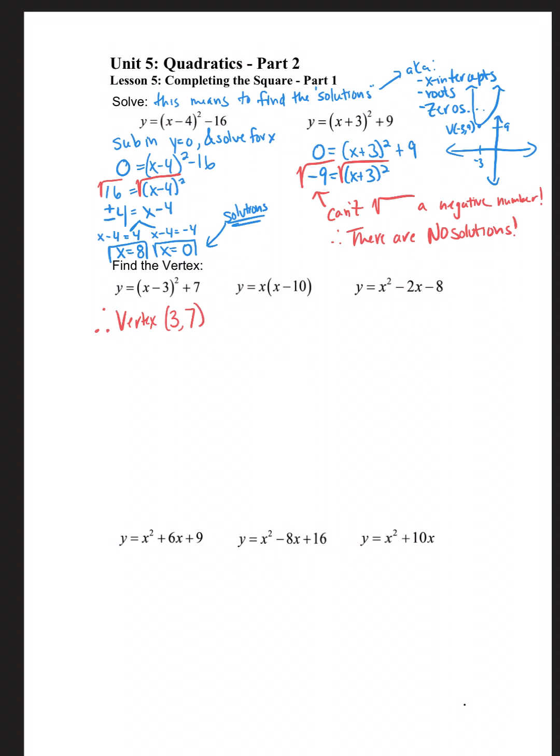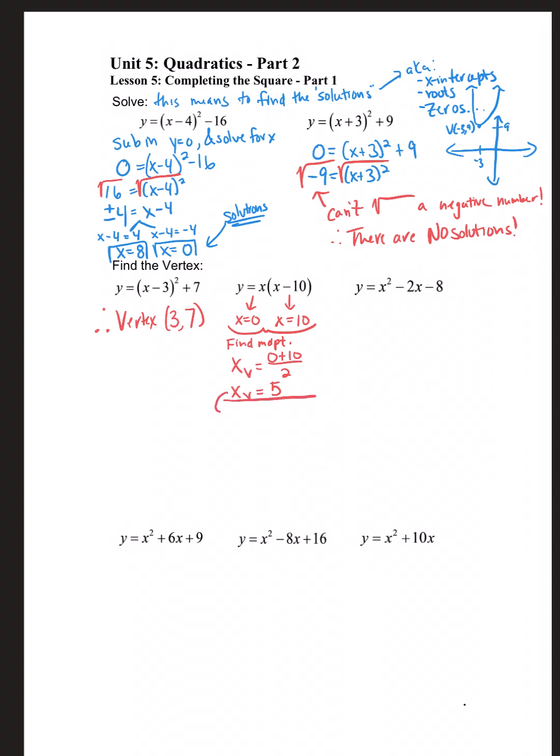Well, the next example here, we're in factored form. So we're first going to have to find our zeros. We're going to have a 0 at x equals 0 and a 0 at x equals 10. So we're going to use those zeros to find the midpoint. So that'll be the x value of our vertex. It will be 0 plus 10 divided by 2. So the x value of our vertex is at 5.